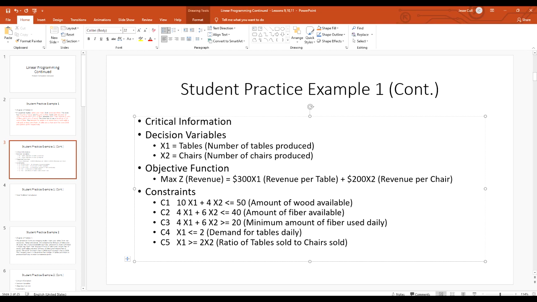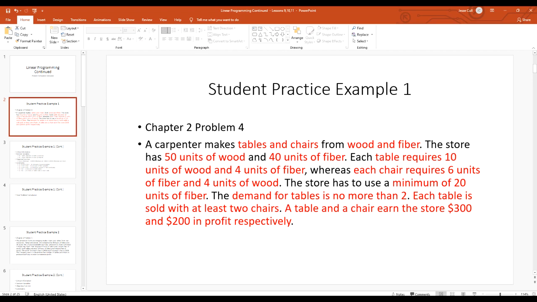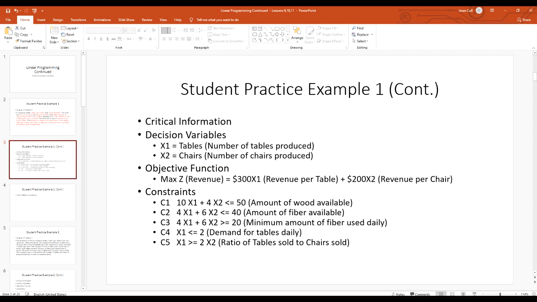If we sell 1 table, then we must sell at least 2 chairs. If we sell 1 table, 2 chairs is okay. 3 chairs is okay. 4 chairs is okay. But we cannot sell less than 2 times chairs for every table sold. So going into the natural language, we've now covered all of the relevant information, and we've collected it all here.